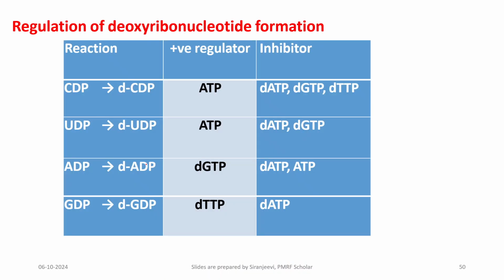So these are the regulations of deoxynucleotide formation. CDP to dCDP, and then UDP to dUDP, require the positive regulator ATP. But the inhibitors are dATP, dGTP, and dTTP. ADP will be converted to dADP in the presence of the positive regulator dGTP, but whenever the inhibitor, that is dATP, is present, this will not occur. In the GDP case, it will be converted to dGDP, but the positive regulator is TTP, and the negative regulator is dATP.